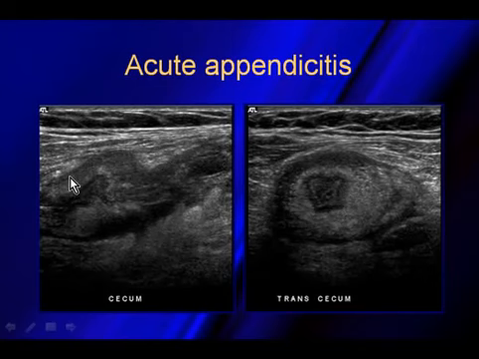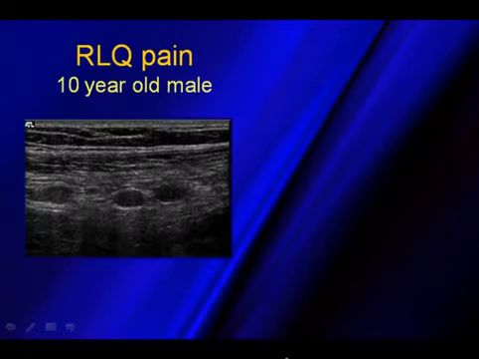Here you can see scanning the cecum in a long axis view. You can just see distension of the lumen through here. And look at all the edema that we can see within that cecal tip. Short axis view of the cecum, you can also see all the edema that we see from the inflammation of appendicitis.